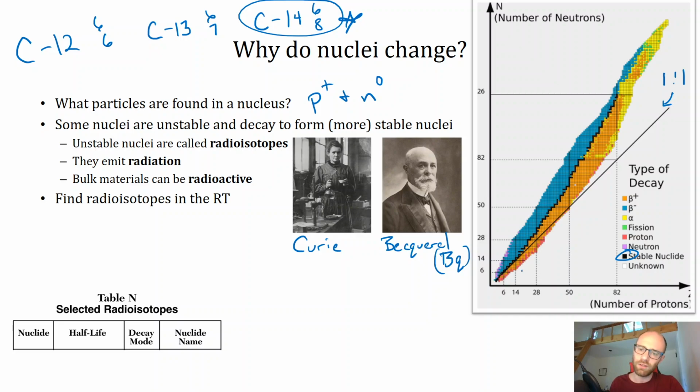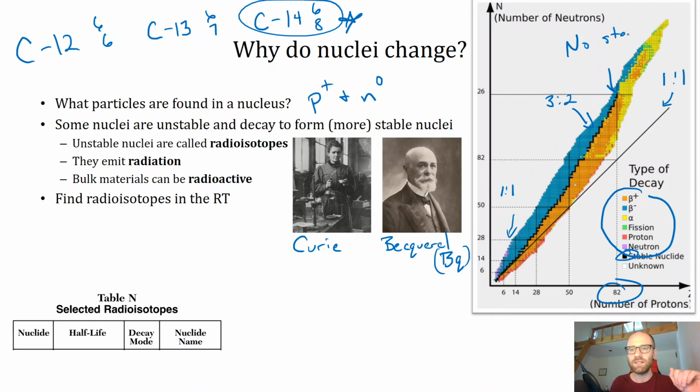And you'll see that for lighter ones, a 1-to-1 ratio seems to be a good thing. And then for the heavier ones, it's more like a 3-to-2 ratio of neutrons to protons. Something about bigger nuclei benefit from more neutrons. And you see that there are a number of methods to decay shown here too. Other things that you might notice is that there's a cap here, and that cap is at 82 protons.